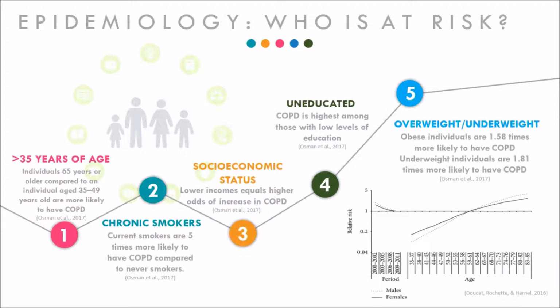Number 3. Socioeconomic status. Lower incomes equals higher odds of increase in COPD. Number 4. Uneducated. COPD is highest among those with low levels of education. Number 5. Overweight/underweight. Obese individuals are 1.58 times more likely to have COPD. Underweight individuals are 1.81 times more likely to have COPD. The line graph just shows the increase in the risk of COPD with age.